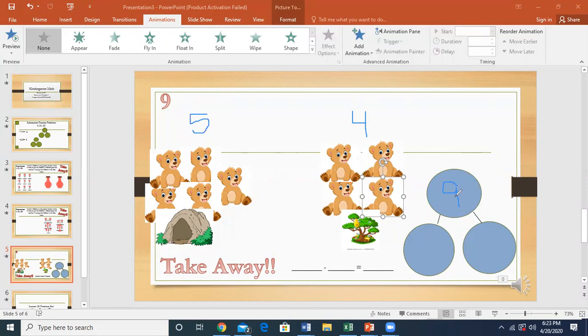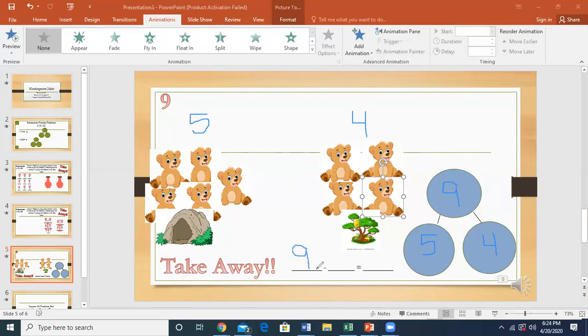Okay, 9 can be broken up into 5 and 4. Great job, guys. This is showing that 9 can be broken up into 5 and 4. Good job, guys. Now let's hop over to our number sentence. Okay, remind me again, what number always goes in this first spot in our number sentence? Good, the total, the largest number. So that is 9 in this problem.